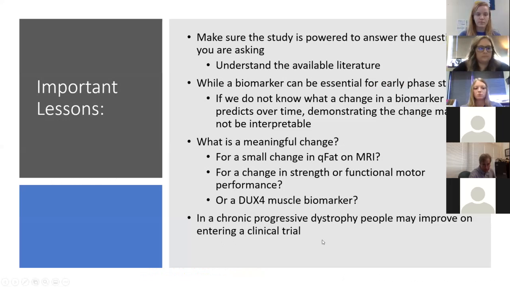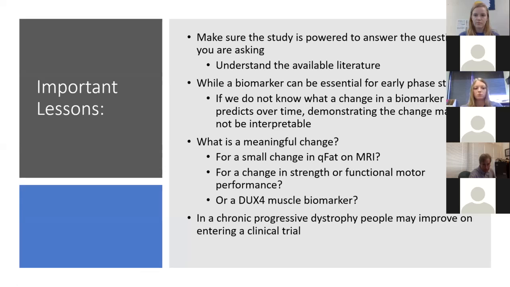And so there's a number of important lessons that we can take from the Acceleron study, and I think it's important for the field as we move forward. One lesson, and I always say this when I'm consulted for a company, is that you need to make sure that your study is powered to answer the question you actually want to ask.